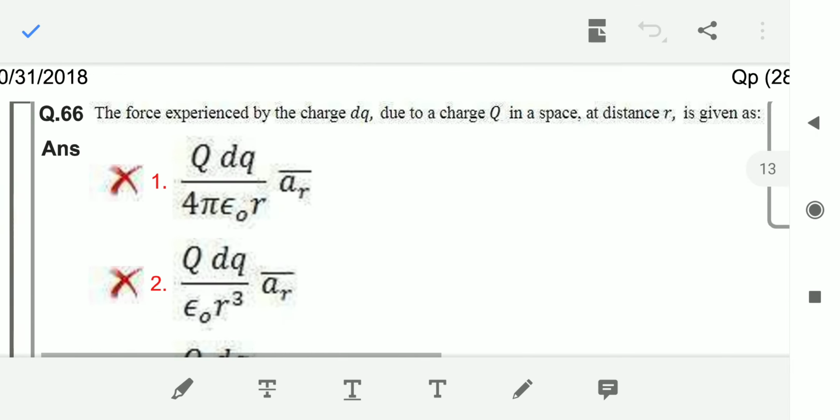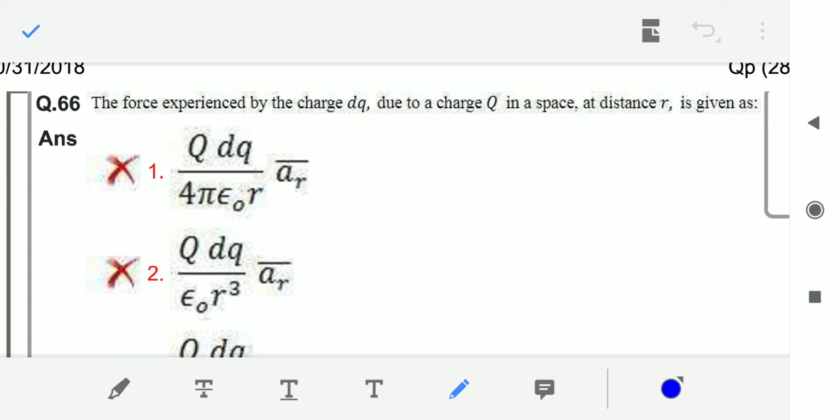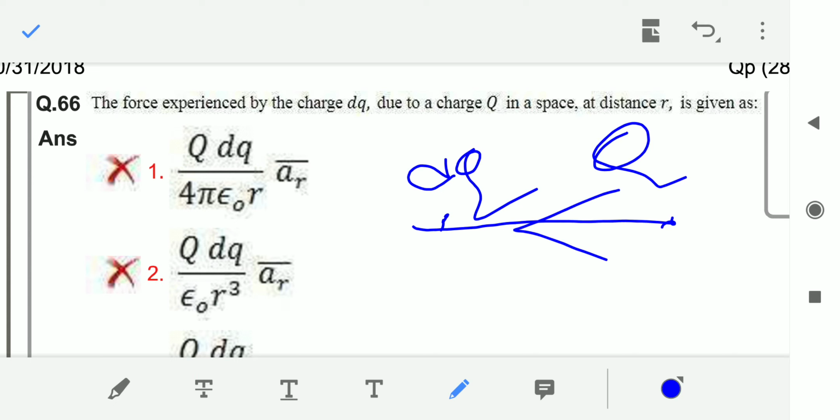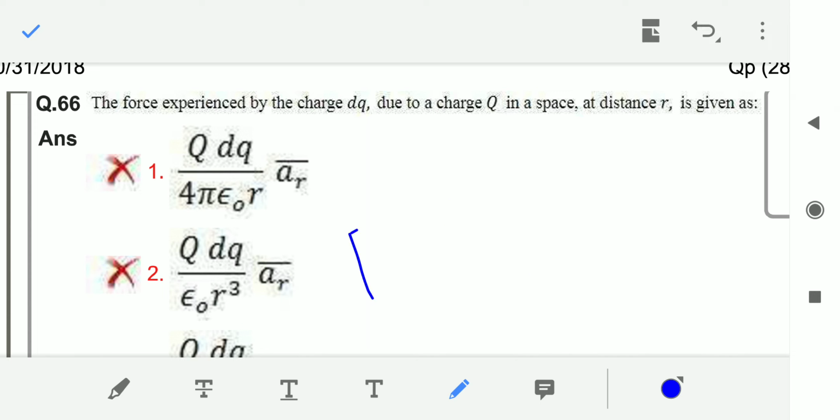Next, question number 66. The force experienced by the charge dq due to the charge q in a space. We have two charges, dq and q. Because of these charges, there is a force. It may be a force of attraction or force of repulsion, we don't know which it is, but there will definitely be some force. What is the force formula, sir?